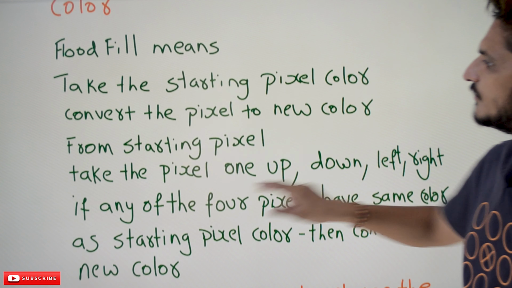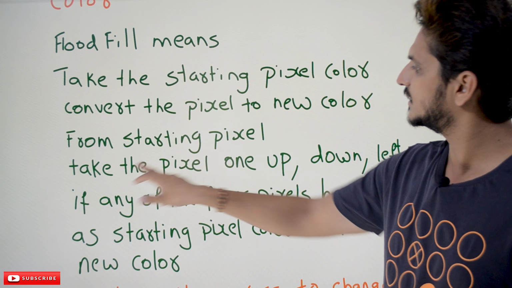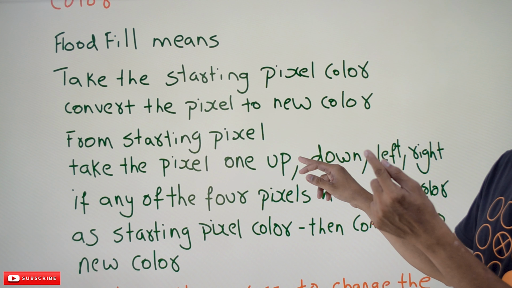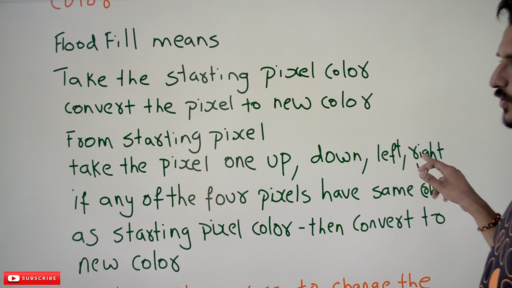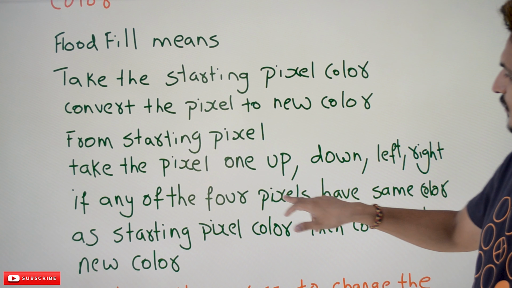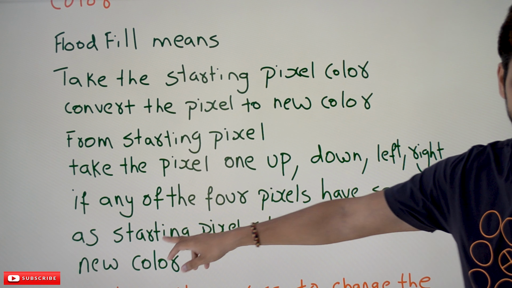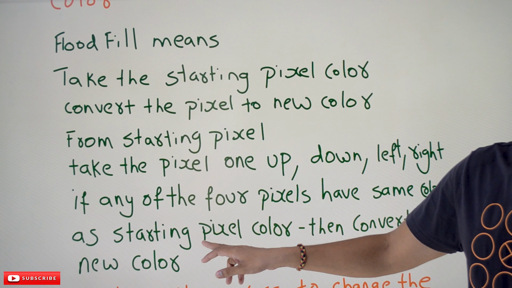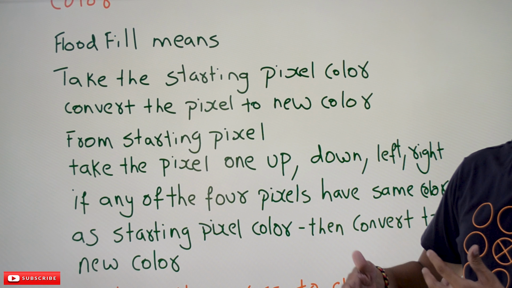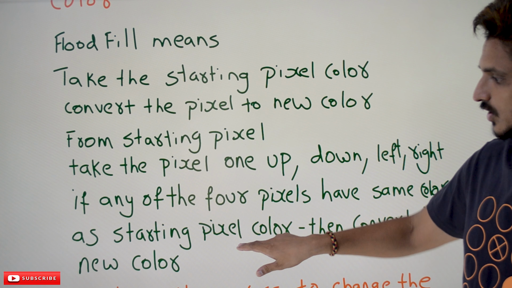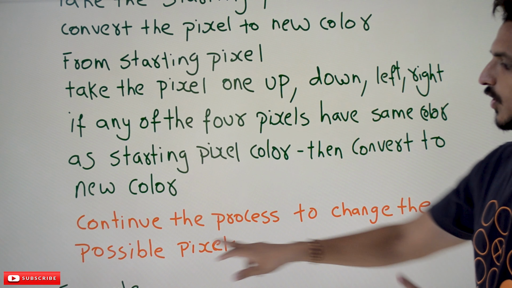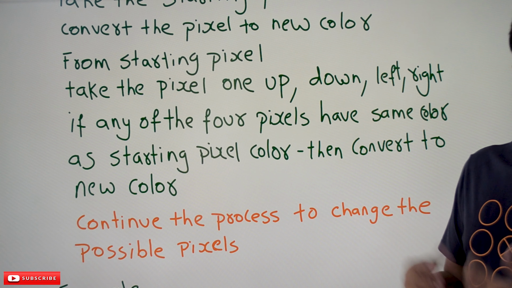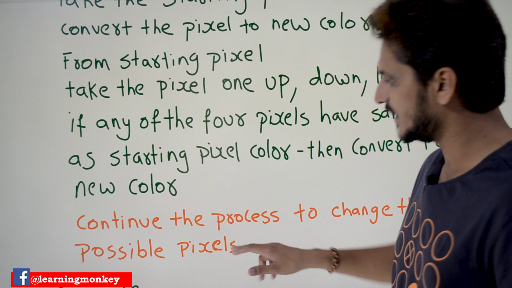Not only that, from the starting pixel, take the pixel one up, that is, the up position, down position, left position and right position. If any of the 4 pixels has the same color as the starting pixel color, then convert that also into the new color, and keep on going like that. Continue the process to change all possible pixels. Anyhow, we are going to understand it better with an example.